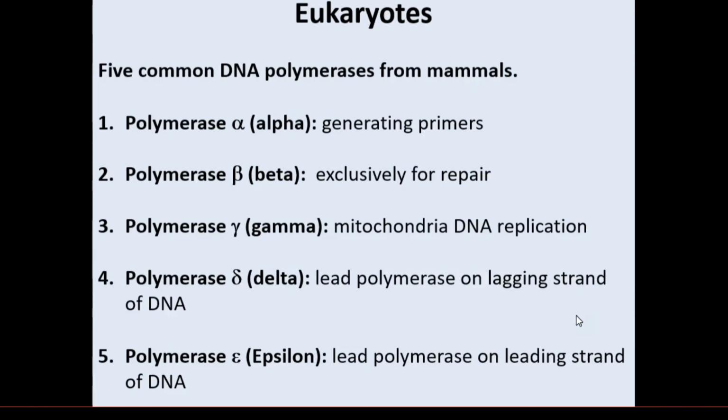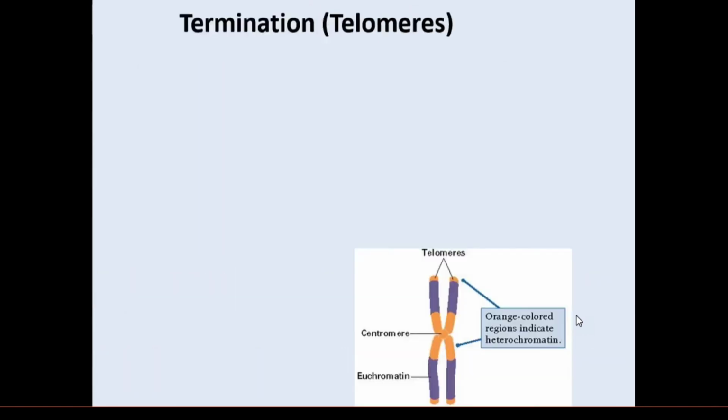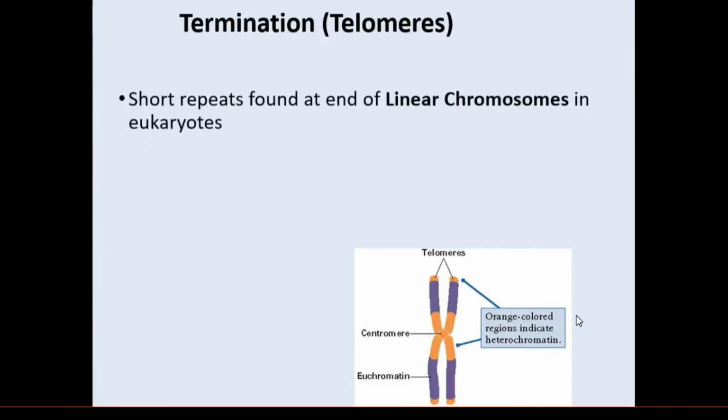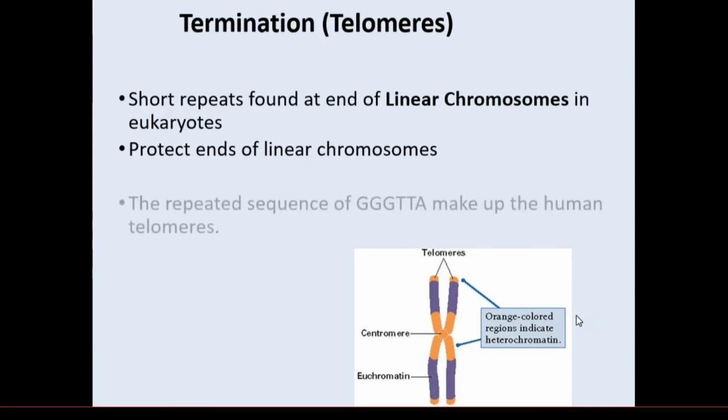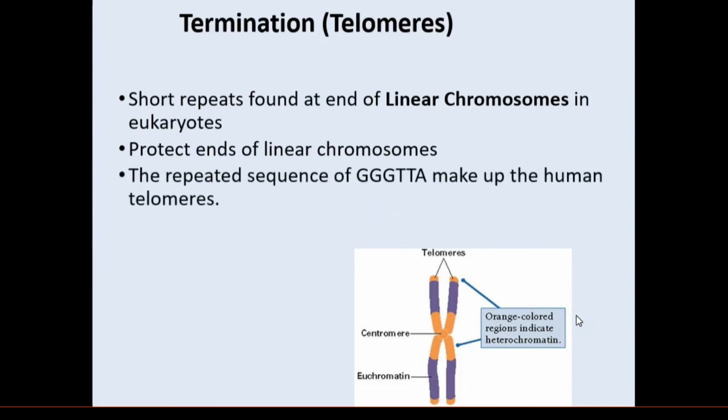Termination. The termination of replication on linear eukaryotic chromosomes involves the synthesis of special structures called telomeres at the ends of the chromosomes. Telomeres are short repeats found at the end of linear chromosomes in eukaryotes. They protect the ends of the linear chromosomes. The repeated sequences of GGTTA make up the human telomeres. Telomerase is the enzyme that makes the telomeres.